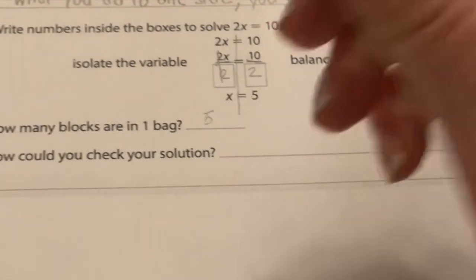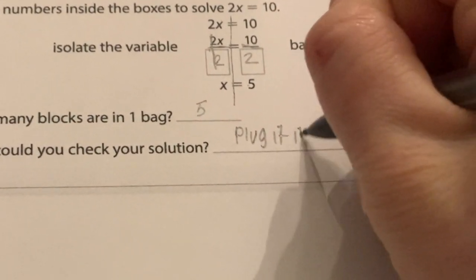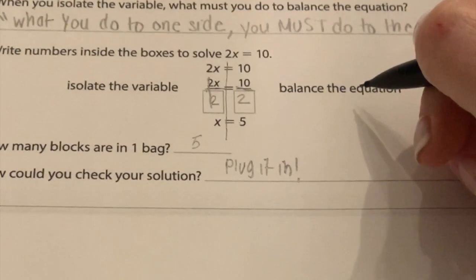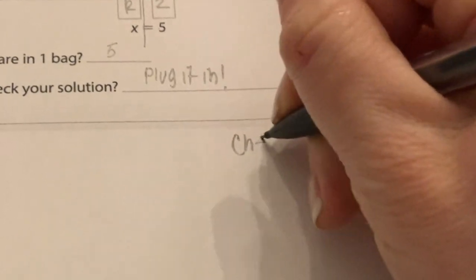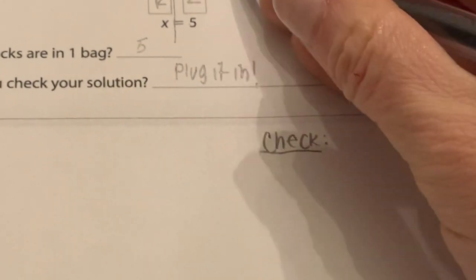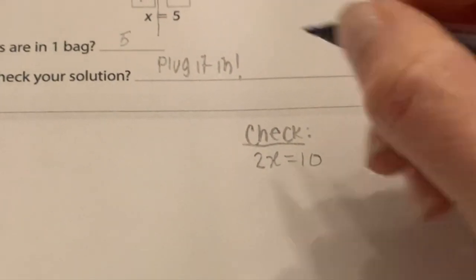How could we check our solution? I can hear you all singing right now. Plug it in, plug it in, plug it in, and check it. If it's equal, then you've done it right. So we're going to just take one little second here to check it ourselves. To remind you, you set up your check, you actually label it, you rewrite your original equation, 2x equals 10, and then you plug in your answer.